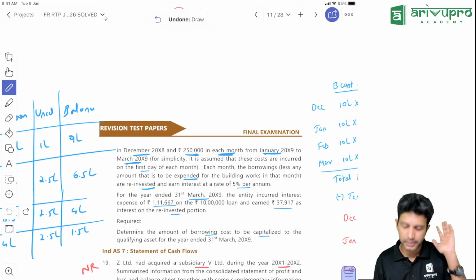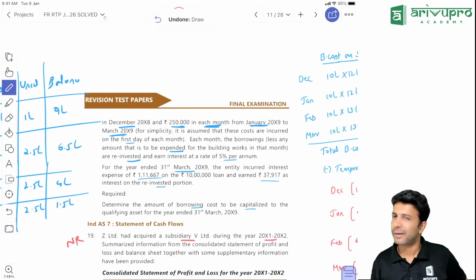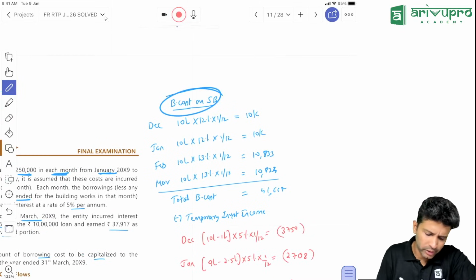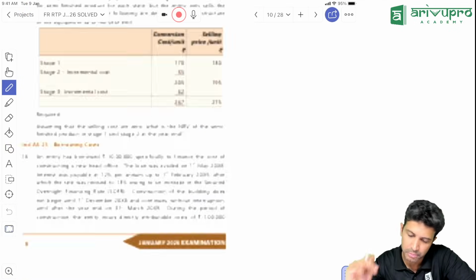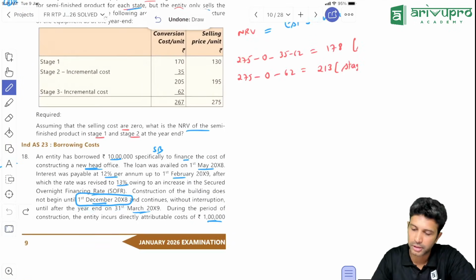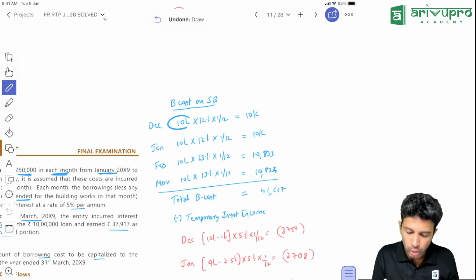We'll have to rework it. How much borrowing cost to be capitalized? Very simple. First, since it's a specific borrowing, capitalization will start from December because construction started in December. Okay, how much? You took a loan of 10 lakh.